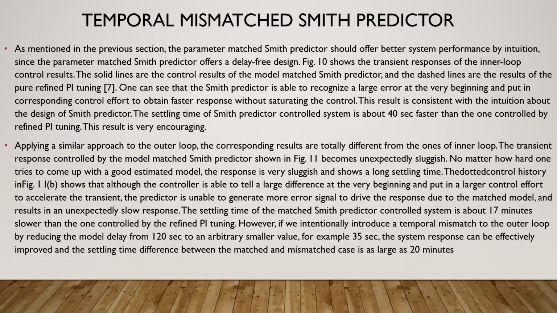Applying a similar approach to the outer loop, the corresponding results are totally different from those of the inner loop. The transient response controlled by the model matched Smith predictor becomes unexpectedly sluggish. No matter how hard one tries to obtain a good estimated model, the response is very sluggish and shows a long settling time. The control history is not accelerated because the Smith predictor is unable to generate more error signals.